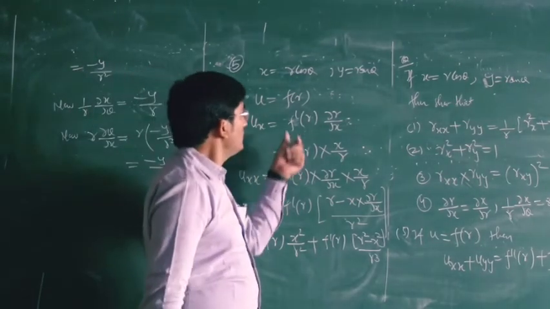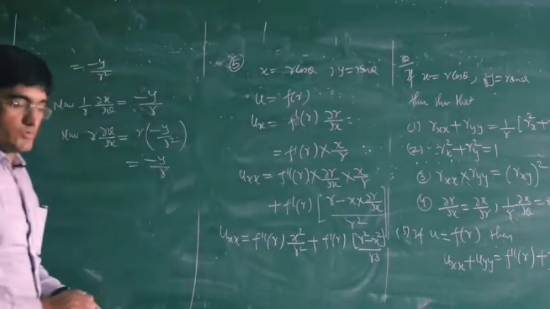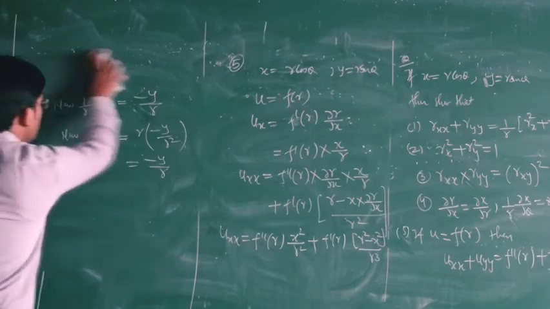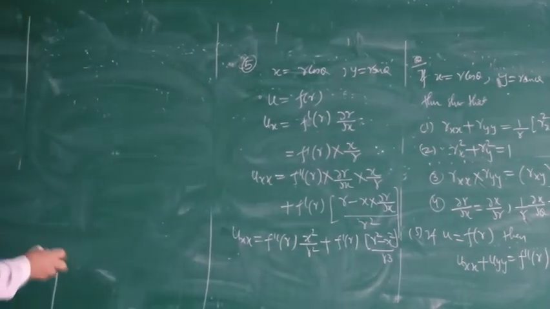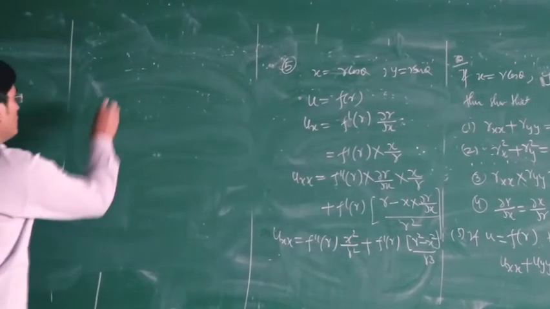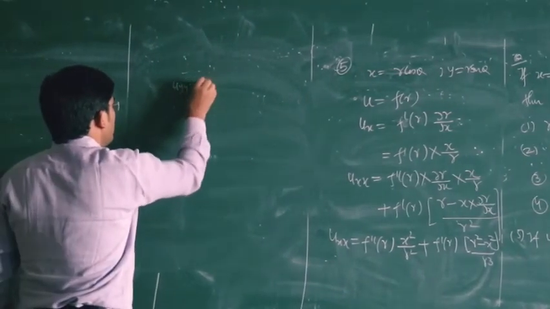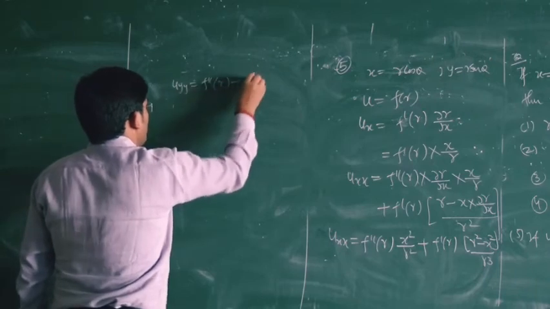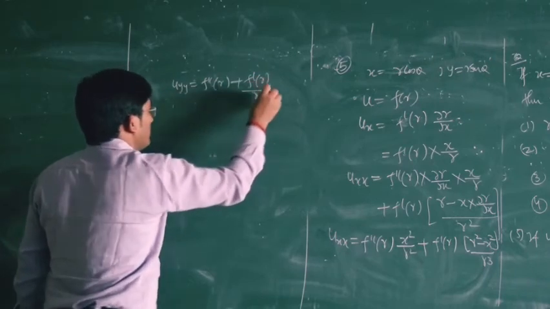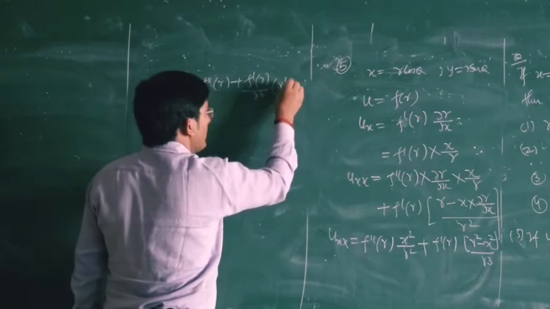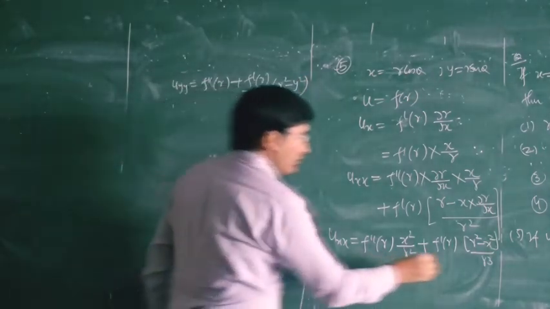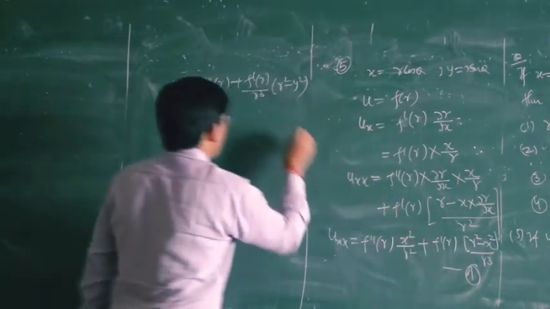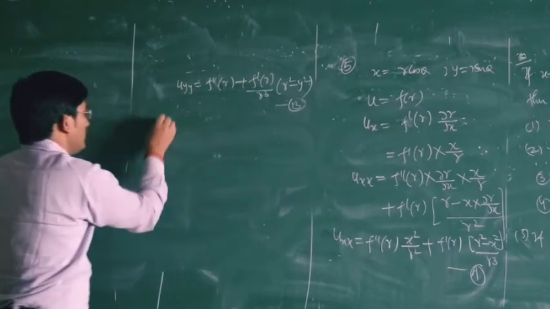Now as our r is symmetrical in terms of x and y, similarly we can have the value of uyy. So our uyy will be f double dash r plus f dash upon r cube, then in the bracket we will have r square minus y square. Now let us add these equations a and b.